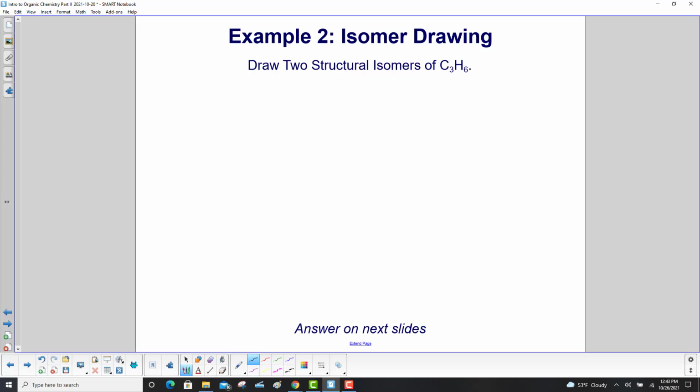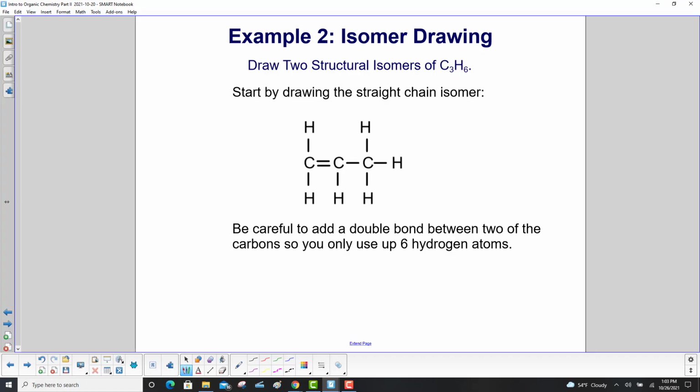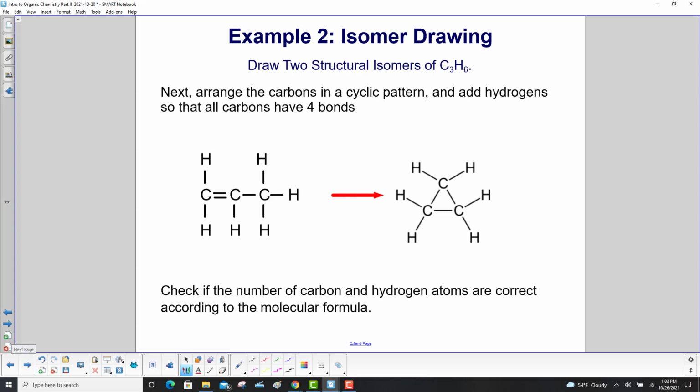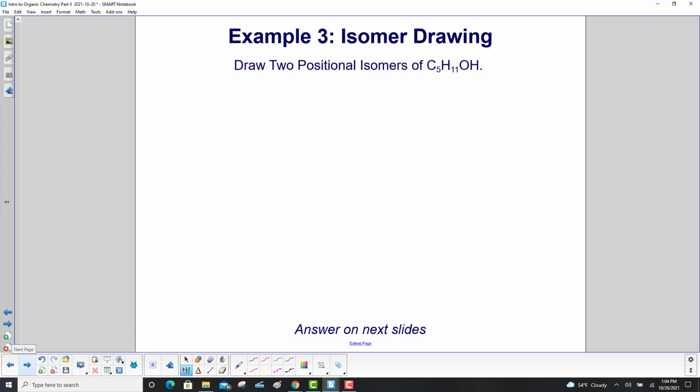Example 2. Draw 2 structural isomers of C3H6. Start by drawing the straight chain isomer, but be careful. Draw this double bond here between 2 of the carbons so you only use up 1, 2, 3, 4, 5, 6 hydrogen atoms. Next, arrange the carbons in a cyclic pattern and add hydrogen so that all carbons have 4 bonds. Then check if the number of carbon and hydrogen atoms are correct according to the molecular formula. Well, we have 3 carbons and 1, 2, 3, 4, 5, 6 hydrogens. We're good.